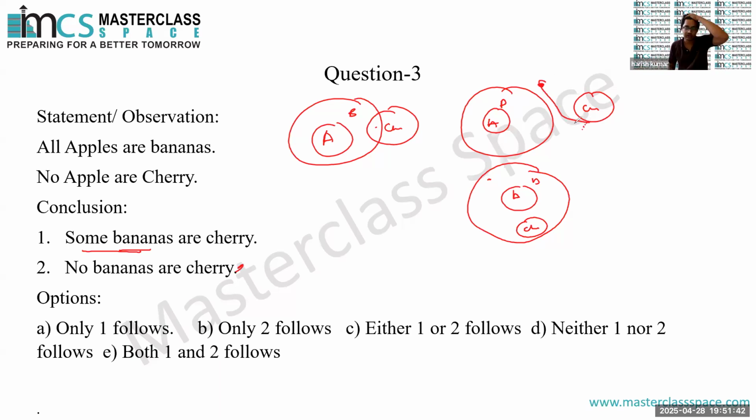Now, what will be the conclusion? Can either or work here? It will not work here. Why won't it work here? Because it is not some or some not. Some bananas are cherry and some others are not. It is not that condition. It is some bananas are cherry and no bananas are cherry.